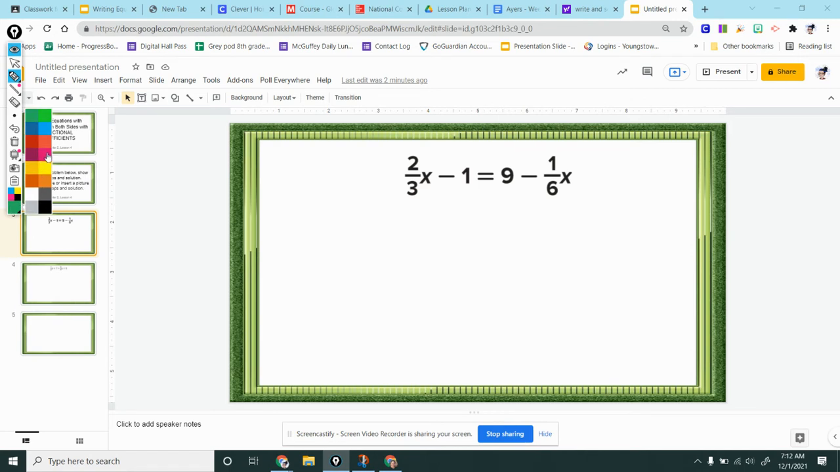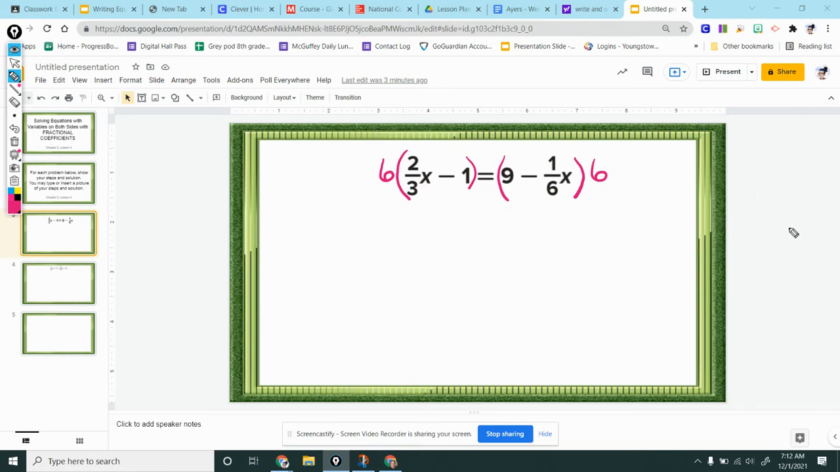Any multiple that can be divided by both of them will work, but my personal favorite way of doing this is to multiply everything by the smallest number, the least common multiple that will be divisible by both 3 and 6. So I'm going to set this up and multiply everything on this side by 6 and multiply everything on this side by 6. And I'm going to do my work over here and keep it neat.